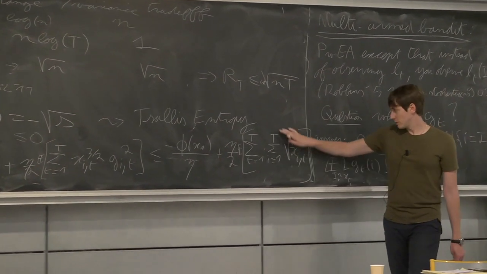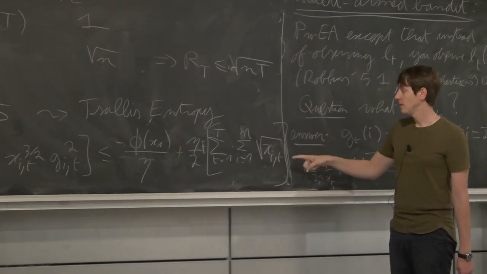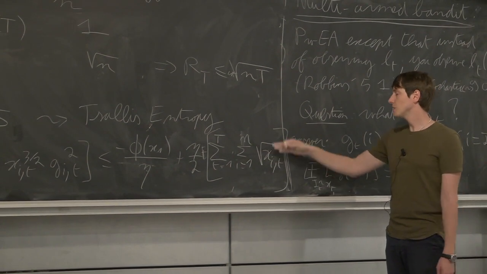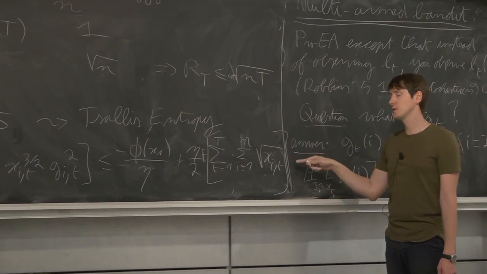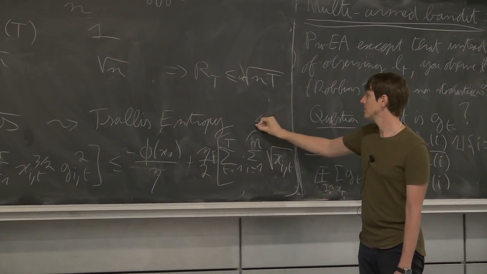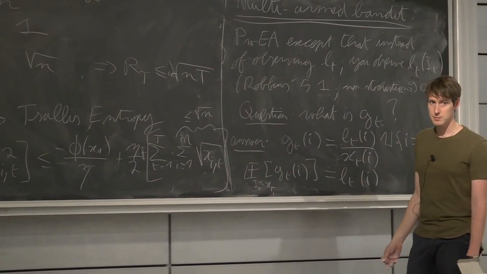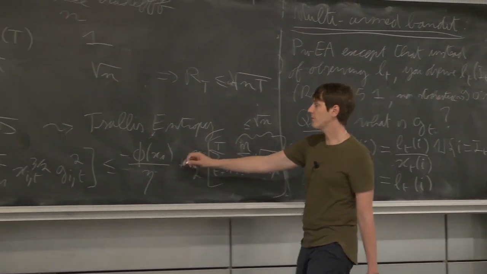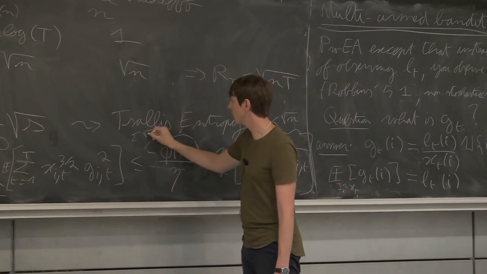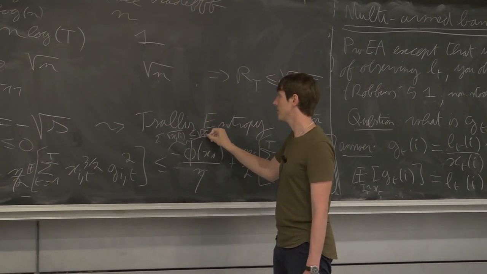Now I can just take i equals 1 to n. By Jensen, or Cauchy-Schwarz maybe, the sum of the square root xi is smaller than square root of n times the sum of the xi. Okay, so this is smaller than square root n, just by Cauchy-Schwarz. But minus phi of x1, what is this? This is also the sum of the square root of x1i. So it's also bounded by square root n.